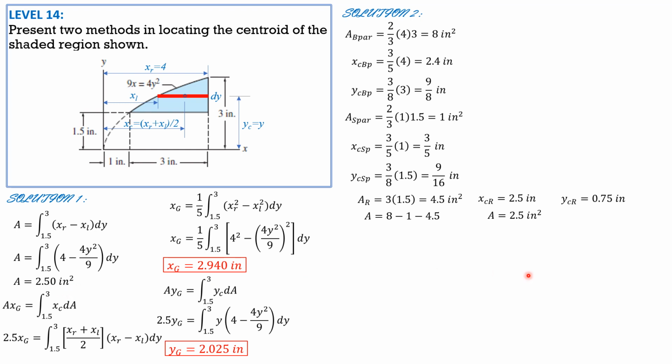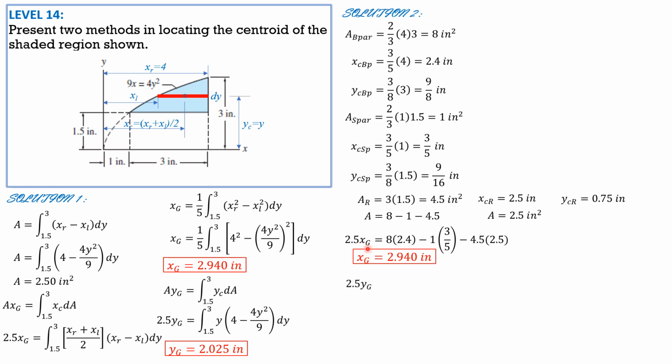Then apply Varignon's theorem. Area times xg equals area of big parabola 8, x of big parabola 2.4, minus area of small parabola 1, x sub c of small parabola 3/5, minus area of rectangle 4.5, x sub c of rectangle 2.5. Solving for x sub g is 2.94 inches. It's okay, it's the same.